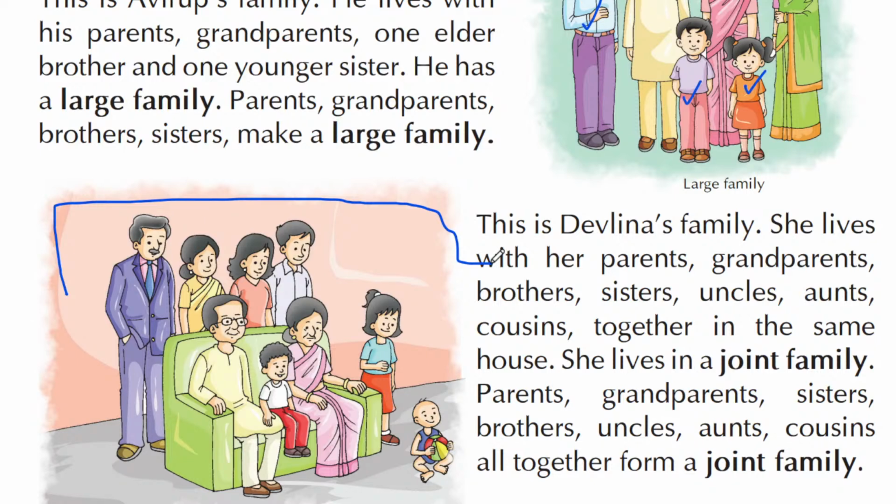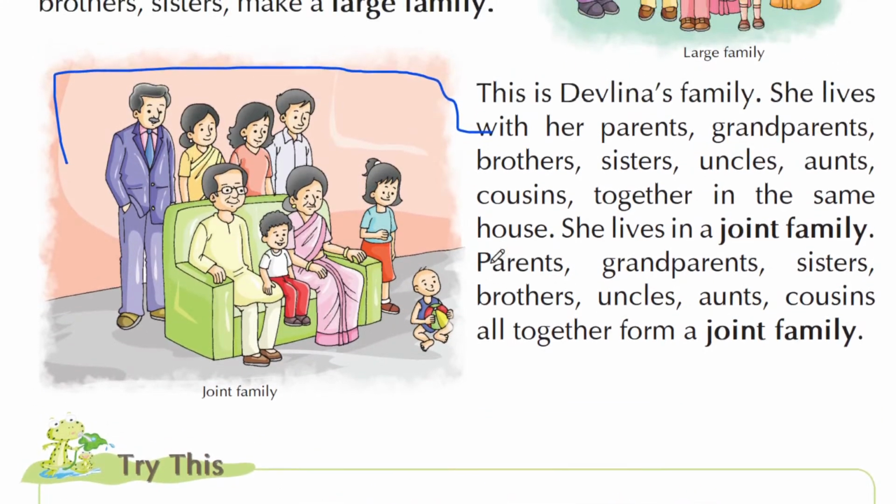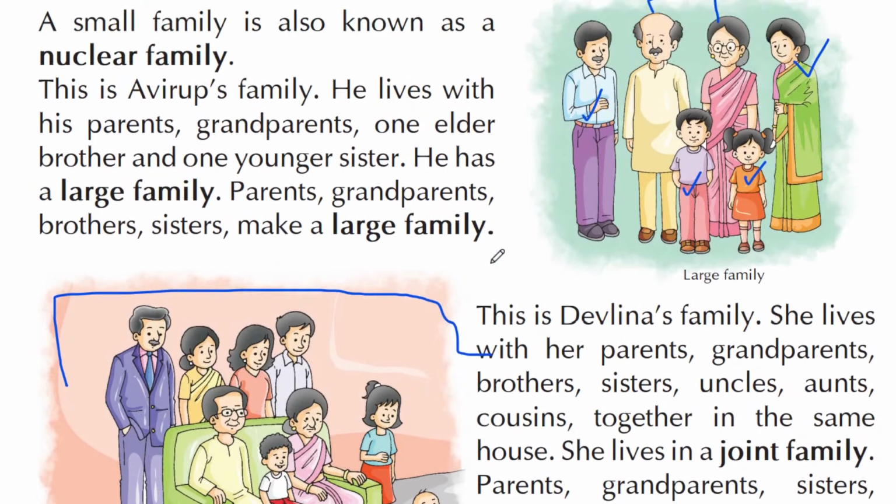Parents, grandparents, sisters, brothers, uncles, aunts, and cousins all together form a joint family. In a joint family there are more than 5 to 6 members, and it comprises parents, grandparents, brothers and sisters, uncles and aunts, and cousins. So it is a very big family. I think it is clear to you what is a small family or nuclear family, what is a large family, and what is a joint family.